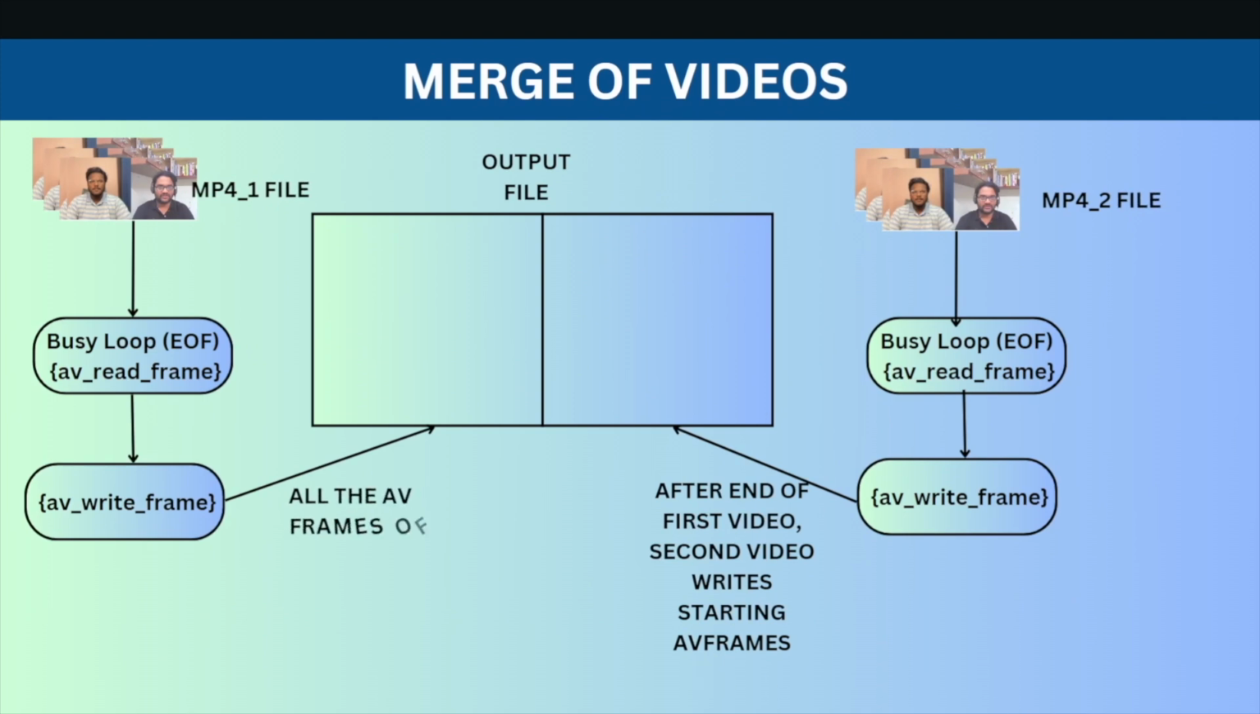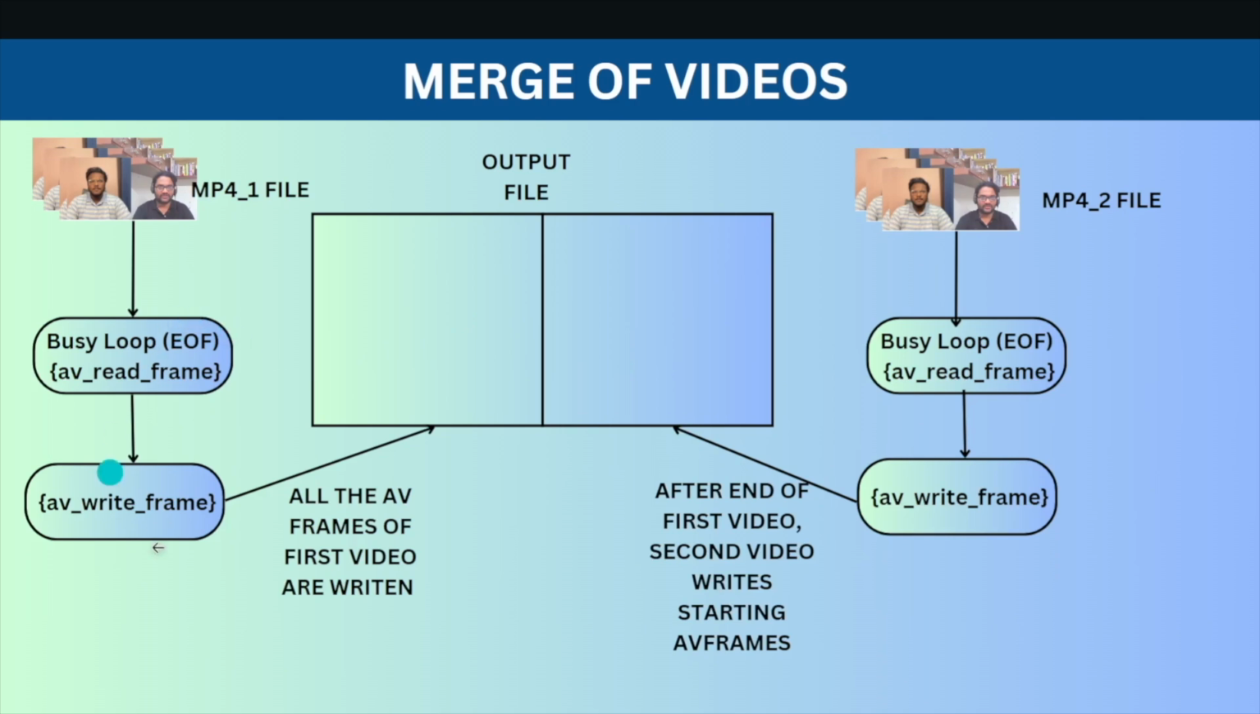Yeah, this is what I am talking about. When you say merge two videos, let's say I have an MP4 one file and an MP4 two file. I read the frames until the end of the file and then I just write each frame using the FFmpeg API, av_write_frame or av_interleaved_write_frame. So I'll be writing it in the output file.